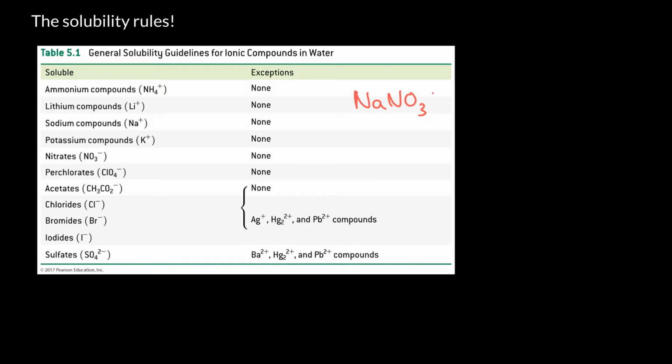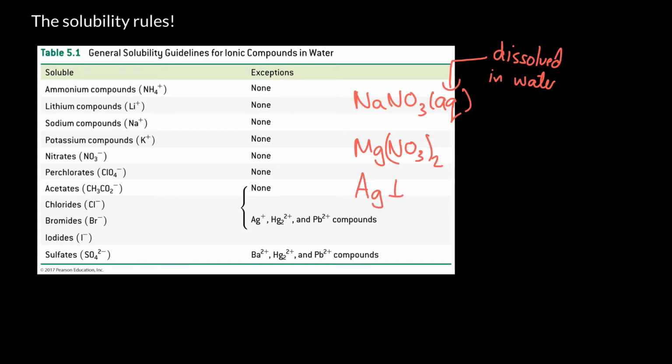And what does that mean? That means that when we see these in a chemical equation, we can write AQ next to it, because that means it's soluble, it is dissolved in water. So if we formed sodium nitrate, then we would write that. I think in our equation we had magnesium nitrate on the right hand side, and I think we also had silver iodide on the right hand side. So we should probably go ahead and figure both of these out. We can just apply the rules.